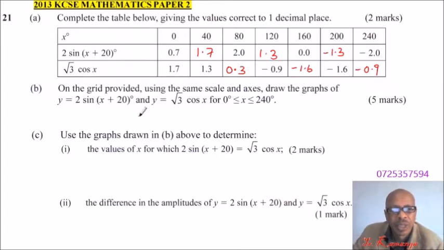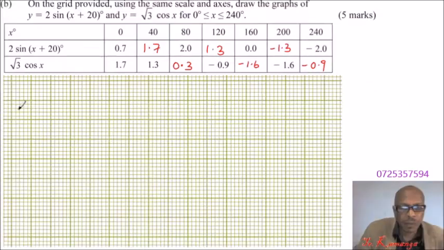Part B of the question: on the grid provided, using the same scale and axis, draw the graph of y equals 2 sine (x plus 20) and y equals root 3 cos x for the range x greater than or equal to 0 and less than or equal to 240. Here you get 5 marks. Let's do that on a grid on another page, because here we don't have enough space. This is the grid that I'm going to use to plot the two graphs.